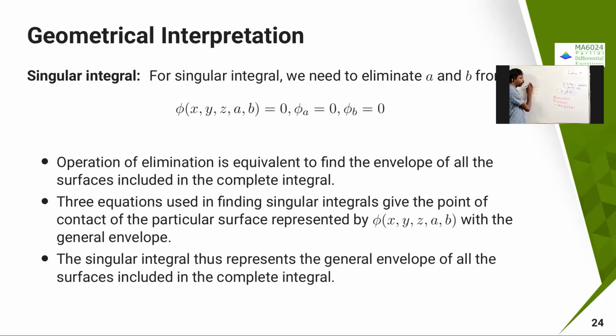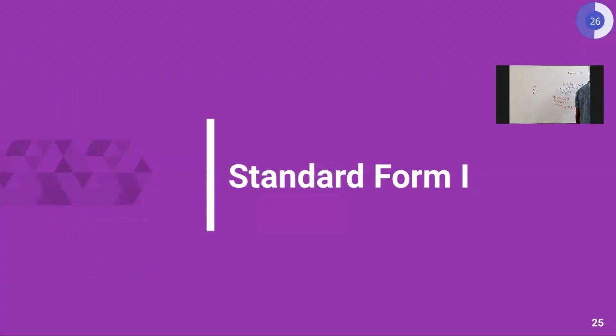So the three equations used in finding the singular integral are nothing but a point of contact of the particular surface, which is represented by this phi, with the general envelope. So that is the geometric interpretation of this one. The singular integral is going to represent the general envelope of all the surfaces, including the complete integral. That is going to be another representation.